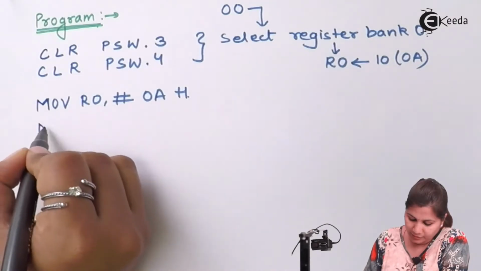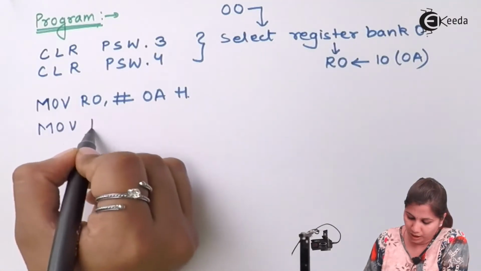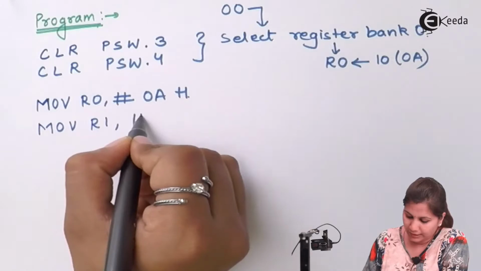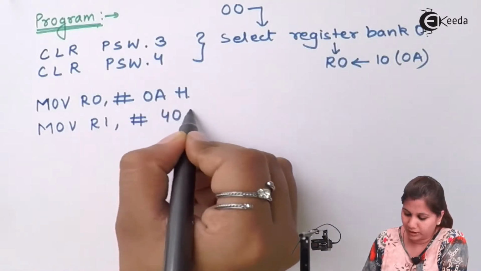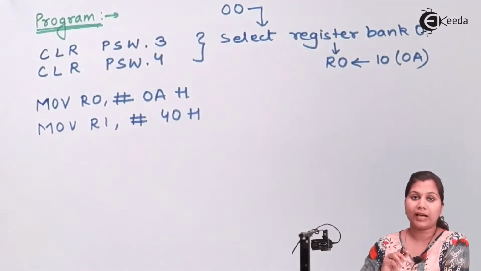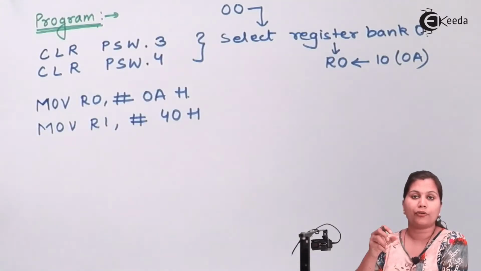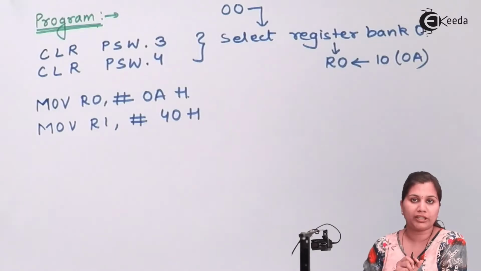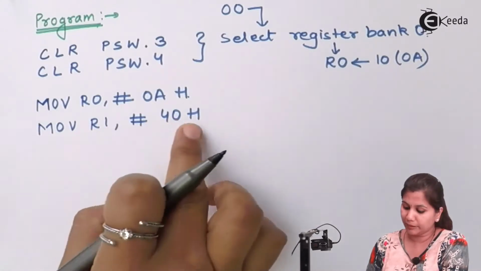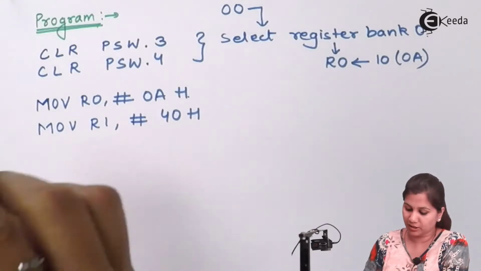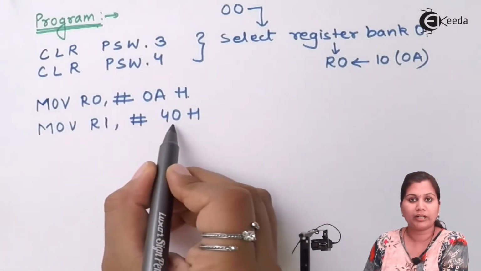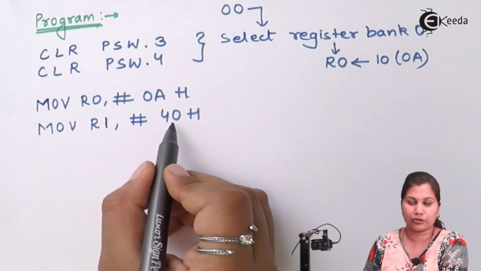Then MOV R1, hash 40H. Because we know that these 10 numbers are starting from the memory location 40H. So we have to use a memory pointer also. So this memory pointer is the R1 register, and R1 register is loaded with the number 40H.